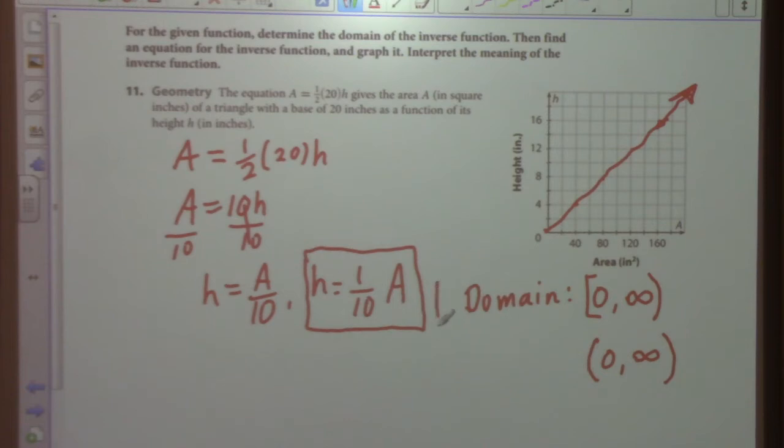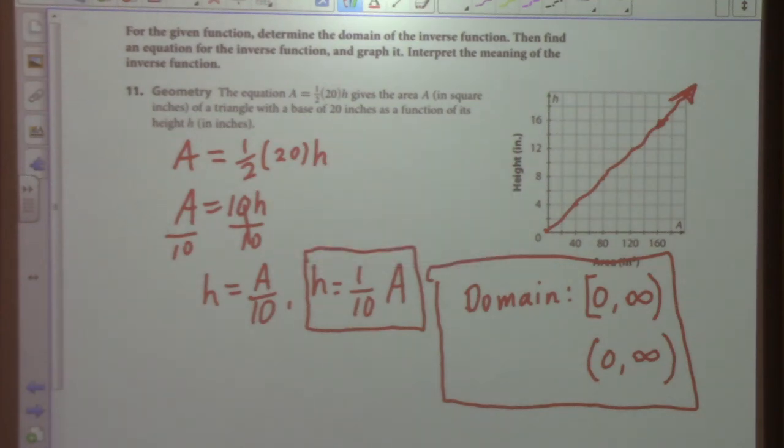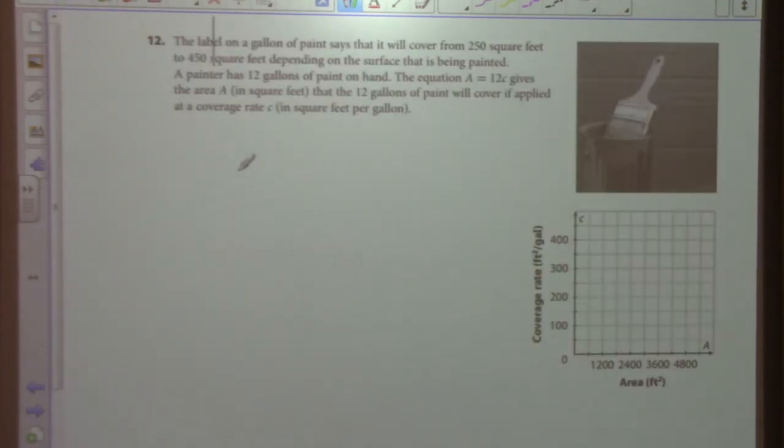But the book, like I said, did it this way, which is, they did set notation too, but that's okay. Now I want you to do this one, number 12. Go ahead and do that one. It's very similar to number 11.